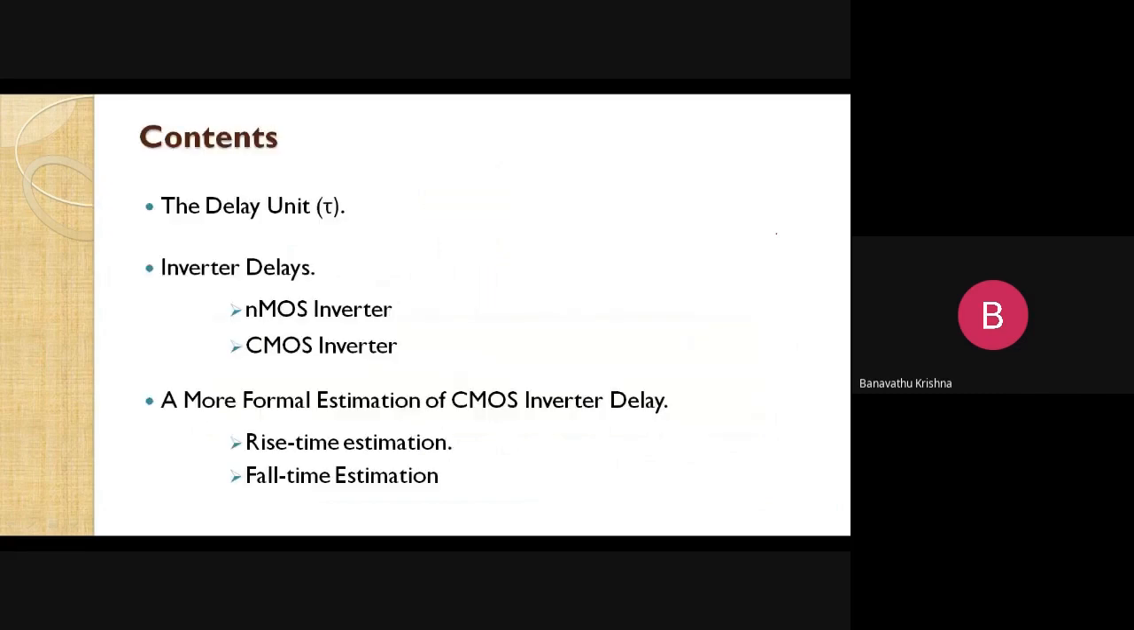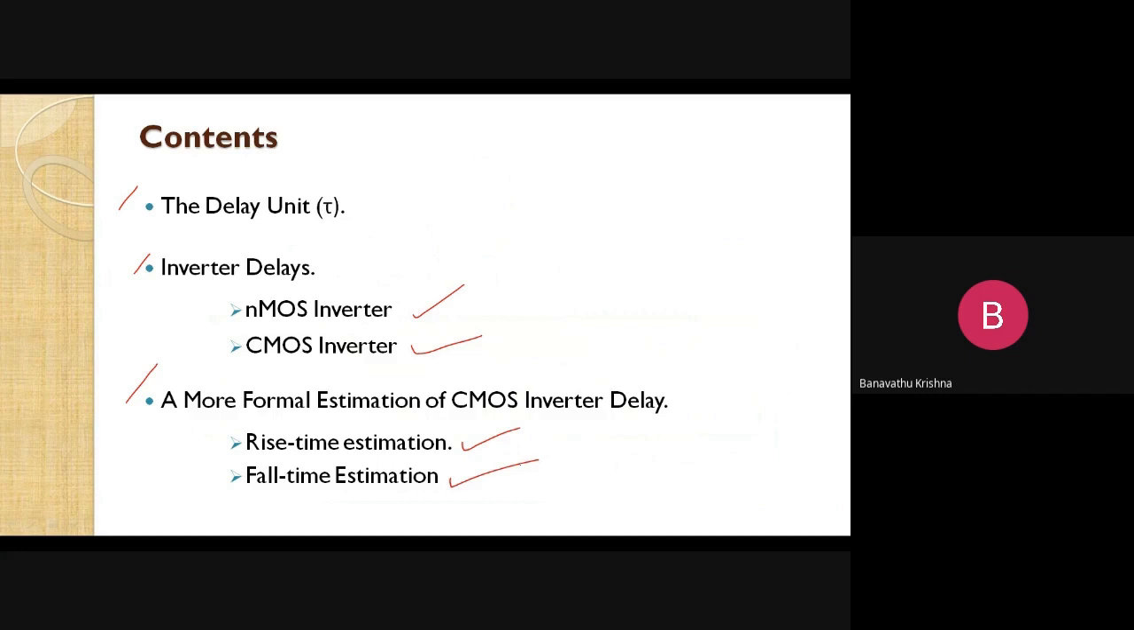Today's class, I am going to discuss delay unit and inverter delays, such as NMOS inverter and CMOS inverter delays, and estimation of CMOS inverter delays, that is, rise time estimation and fall time estimation.